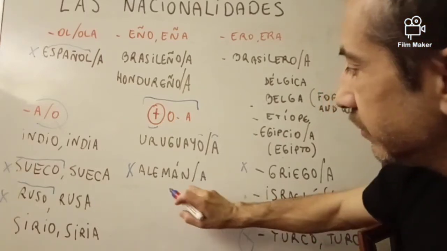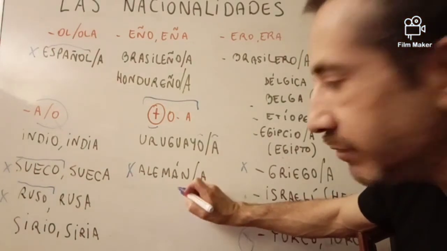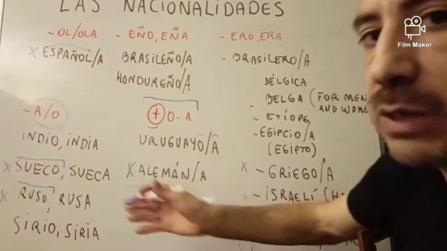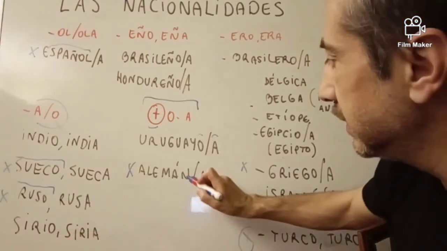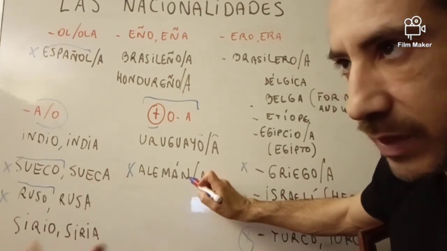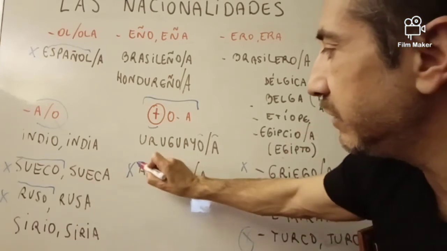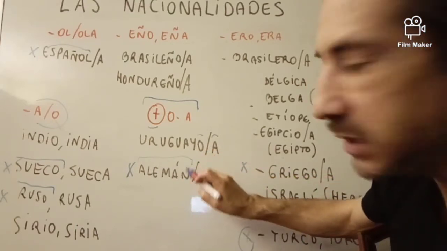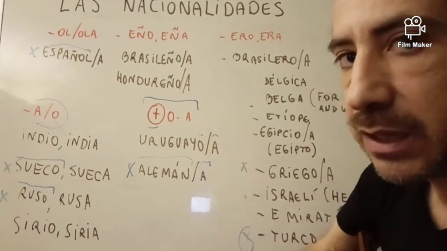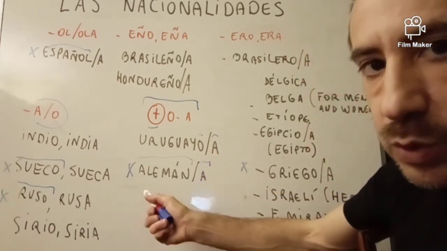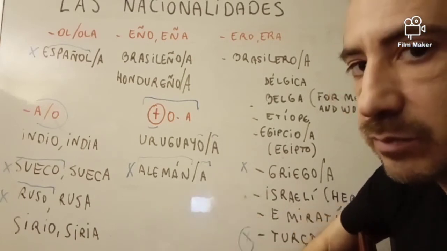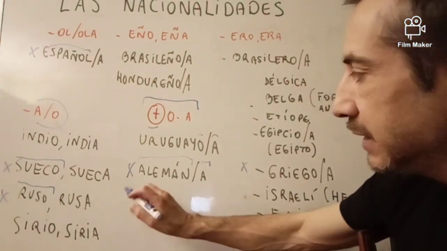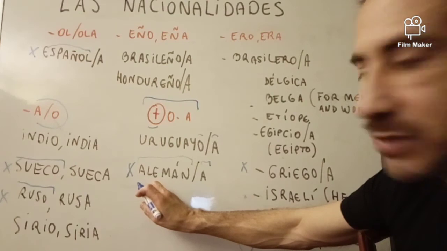From Germany, well, the name of the country is Alemania. I'll write it when I finish with this. Alemania, we shorten that word to Alemán, and the masculine form remains Alemán, a man born in Germany, and Alemana, a woman born in Germany. And in this case, the name of the language, German, is Alemán, Deutsch.